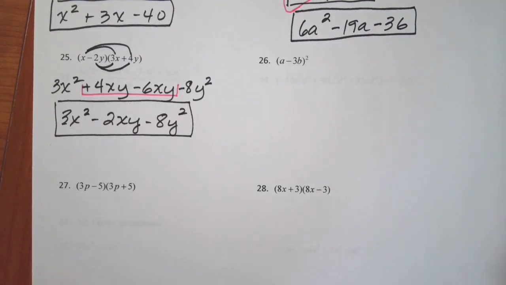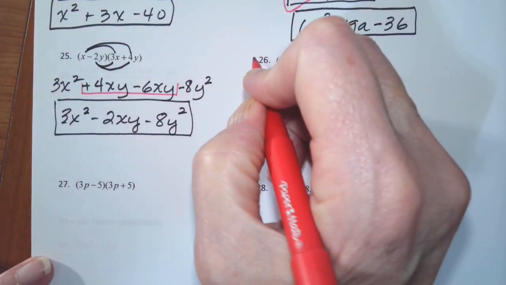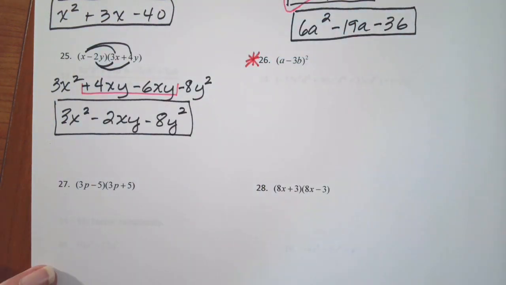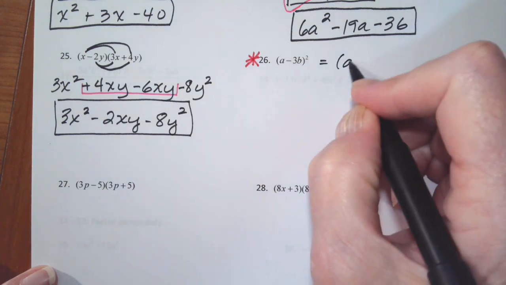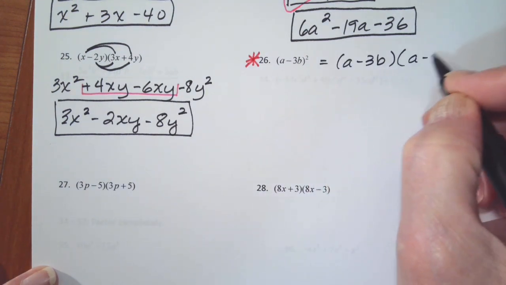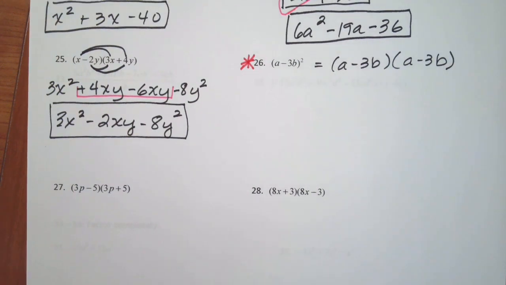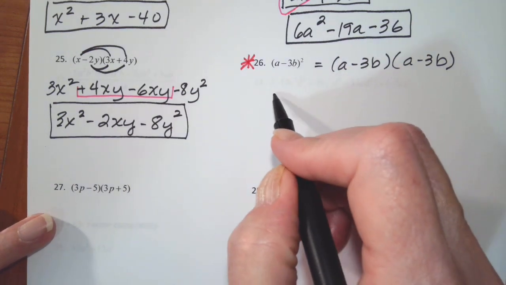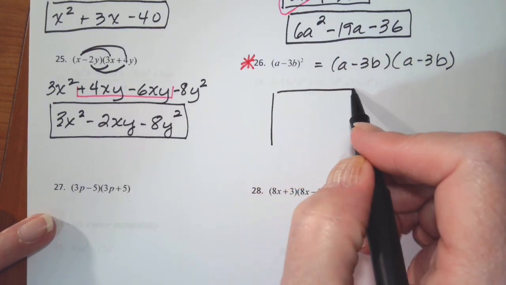Okay. All right, now the key to success on this one, if I have a minus 3b to the second, this means a minus 3b times a minus 3b. That's the key to remembering what that is. And then you can use any method you want. You can use the pattern. You can use the area model. You can distribute. However you want to do it is absolutely fine. Let's just multiply it out. I'll do this one with the area model. It doesn't make any difference.